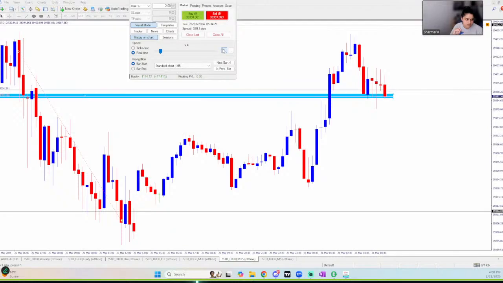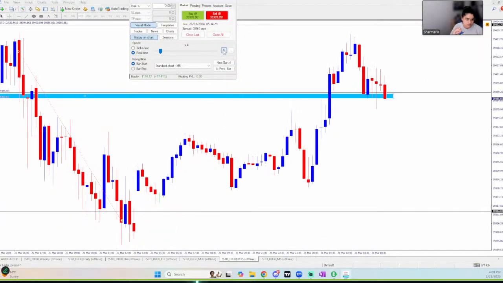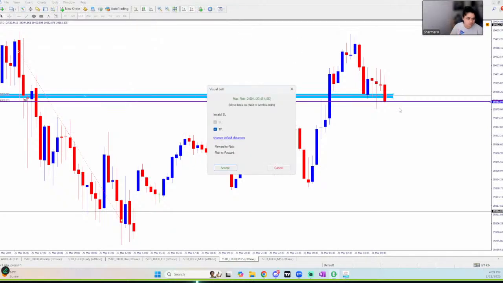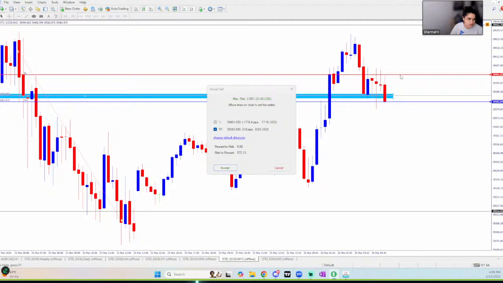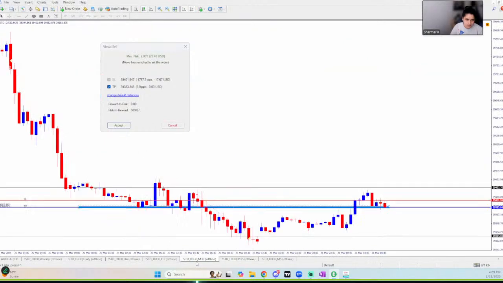Alright, we're pushing down, but I want to see it break its own low. Alright, so this is somewhere where I would take that sell. And then let's say probably keep the stop loss somewhere around here. And then for TP, we're going to use higher time frames.